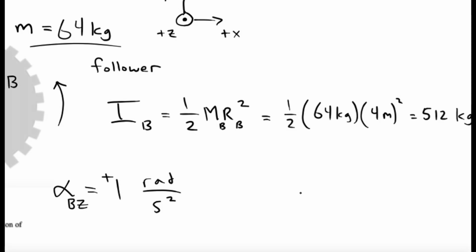So Newton's second law says this: that the net torque on a system will equal the moment of inertia of that system times the alpha of that system.